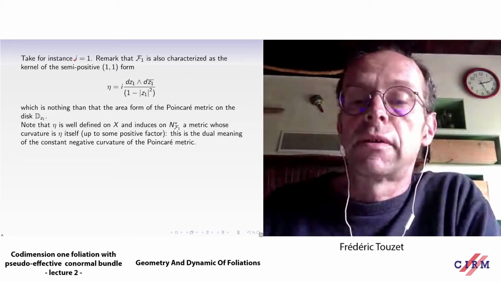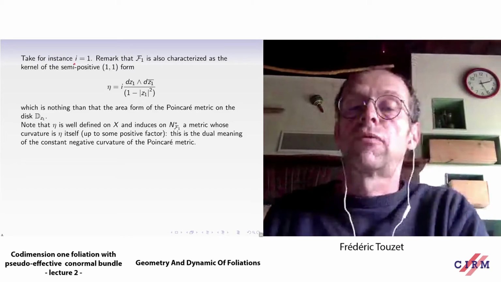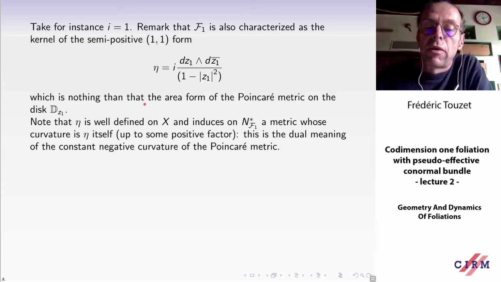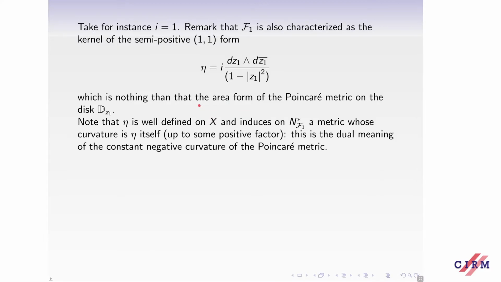So I can observe that F1, of course, is characterized as the kernel of dz1, but this form dz1 does not descend to the quotient. On the other hand, it is also defined as the kernel of this semi-positive (1,1)-form eta, namely dz1 wedge d bar z1 over what is written, which is the area form of the Poincaré metric.